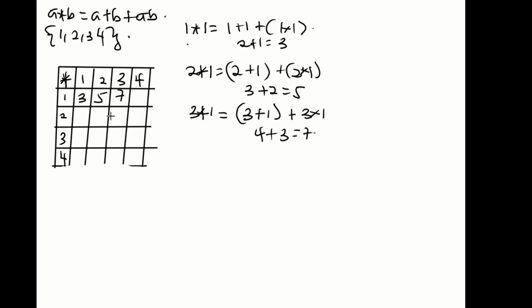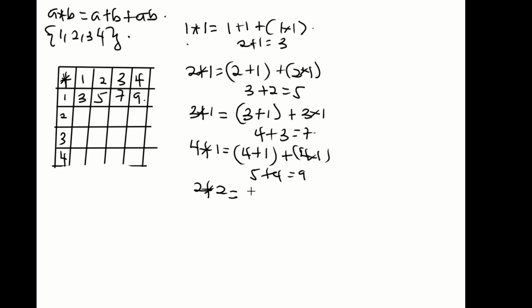In the same vein, 4 operation 1 is 4 plus 1 plus 4 times 1. This is 5 plus 4, which is 9. So here we have 9. Now let's see 2 operation 2. 2 operation 2 is 2 plus 2 plus 2 times 2, which is 4 plus 4, which is 8.